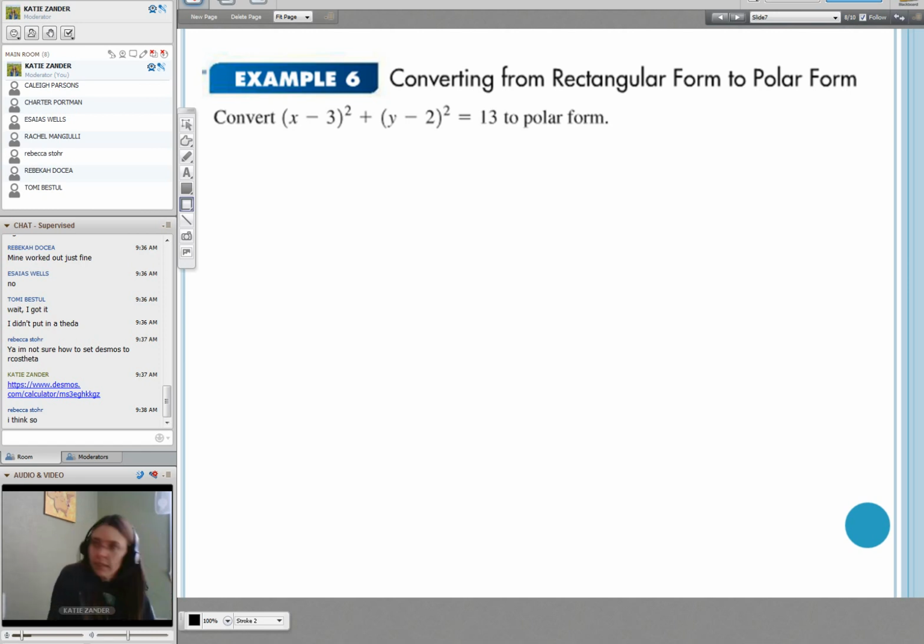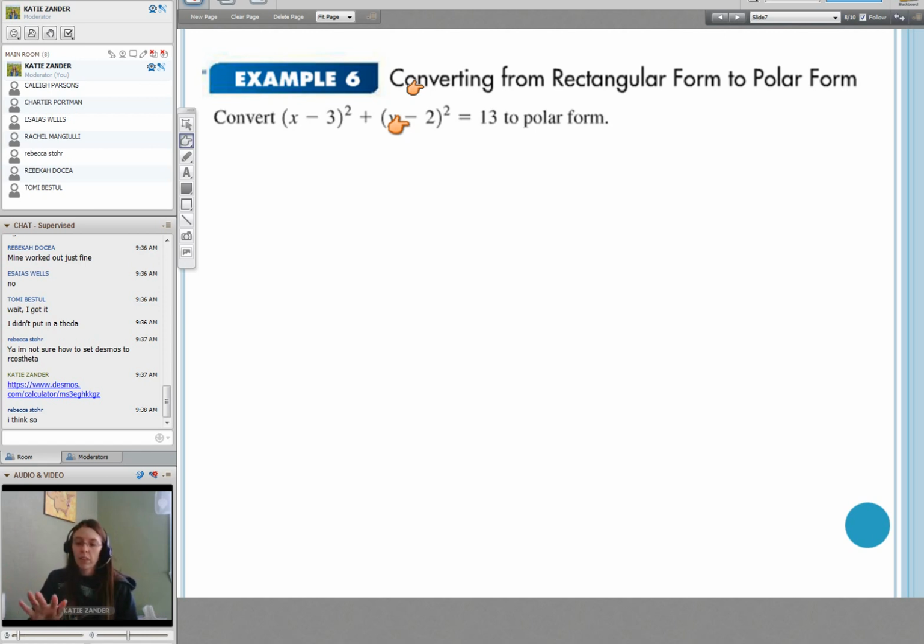All right, so we have essentially a circle that's not centered at the origin. It's centered at 3, 2, with a radius of the square root of 13. That's what it looks like here. But we need to convert this equation to polar form. So to convert it to polar form, we actually have to distribute and expand each set of parentheses here. I know it sounds weird, but we need things in terms of x squared and y squared, so we can piece that together to replace it with an r squared.